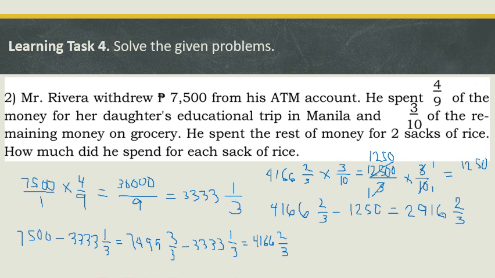Ngayon, yung daw natirang yan ay ibinili ng bigas. So, 2 sakong bigas. So, ilan kaya kada isang sako? So, paano natin siya isosolve? So, hatiin muna natin 2,916 sa 2. Okay, pag hinati sa 2, so, kada isang sako ay, so, divide natin 2,916 divided by 2. So, ang makukuha natin is 1,458. Paano yung 2/3? Paano natin mahahatiin ang 2/3?